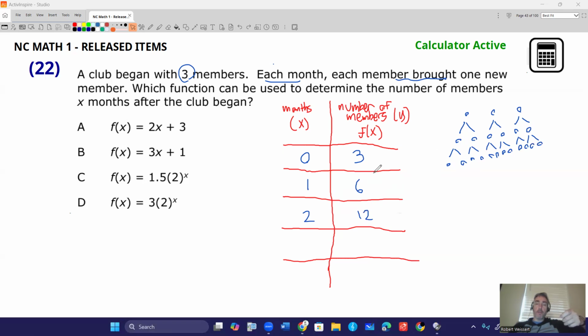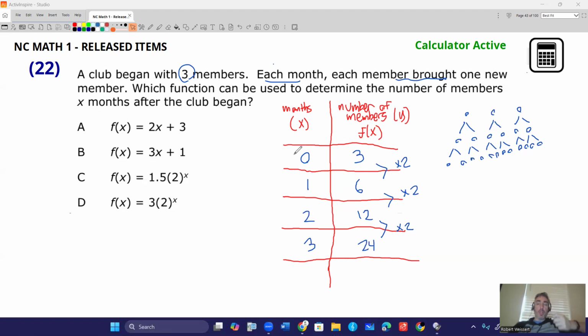Now that pattern, if you haven't figured it out, is just multiplying by 2, multiplying by 2. So if each month each person brought 2 members, you'd be multiplying by 3 because you have to include yourself, right? So the next one after 3 months is going to be 12 times 2. That's going to be 24. And you can kind of see it's going to grow real quick.